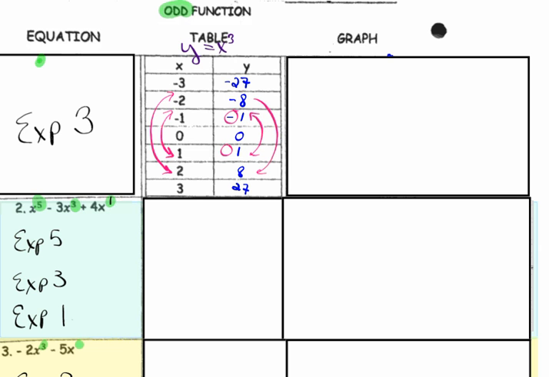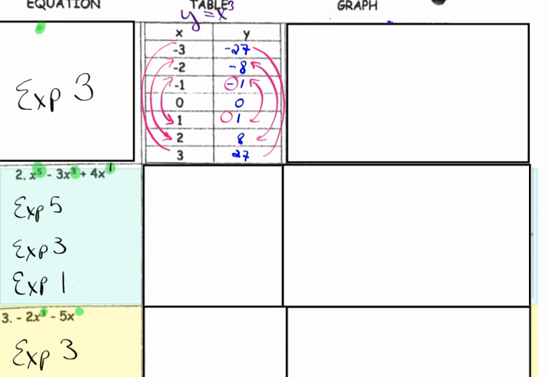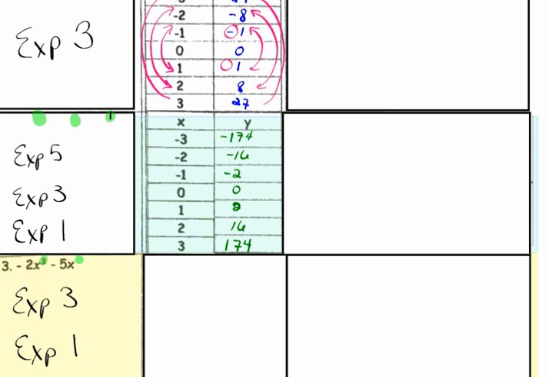What do we see happening here? And again, there and there. Does this pattern hold true for these other two odd exponent functions? Well, let's find out. Slide this one over.